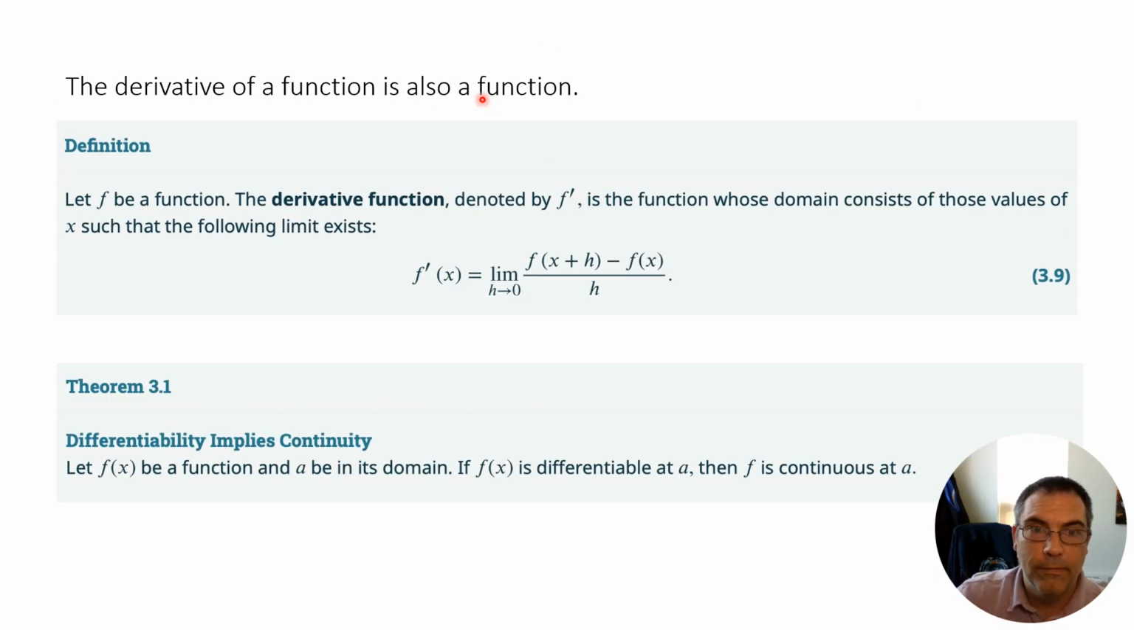The derivative of a function is also a function itself. So if you take out the a and replace it with just an x, so instead of a particular value x equals a, you're saying what is the derivative at any value of x. You could ask what's the slope of the tangent line at any value of x. And so the derivative becomes a function as well, and you could calculate it at any point within the domain.